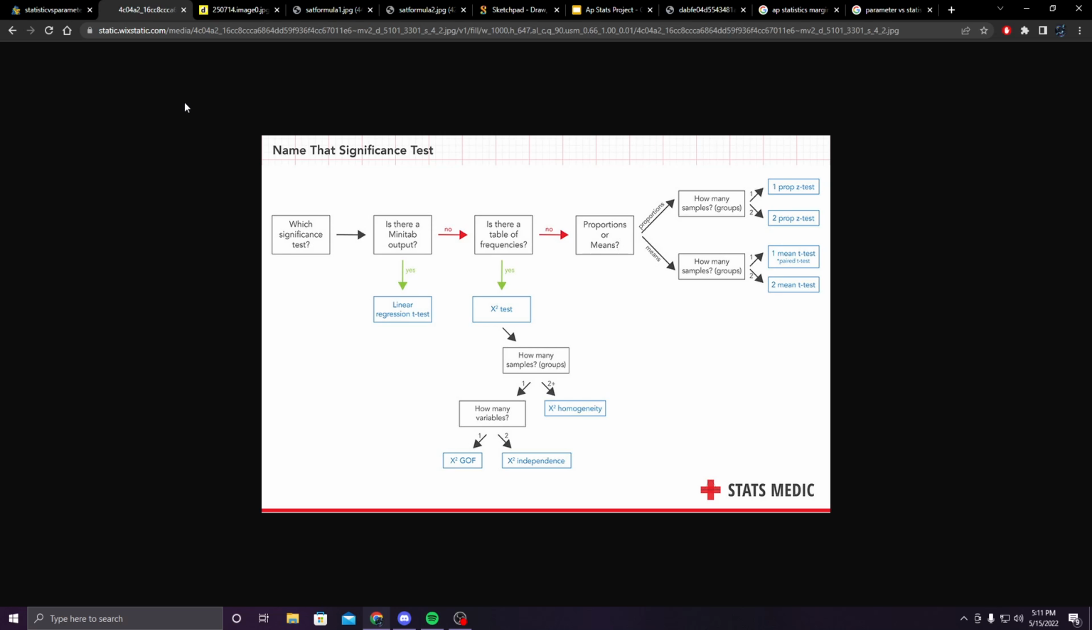For the chi-square tests, I guess there are three: chi-square homogeneity, chi-square independence, and chi-square goodness of fit. And yeah, so what is the difference between the Z-test, T-test, and chi-square?